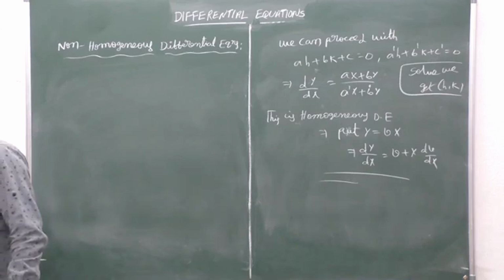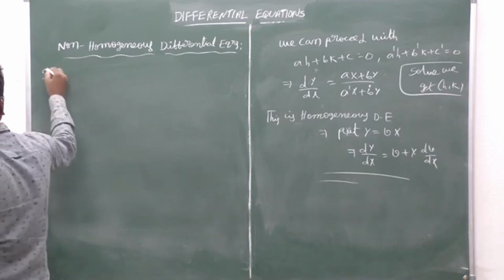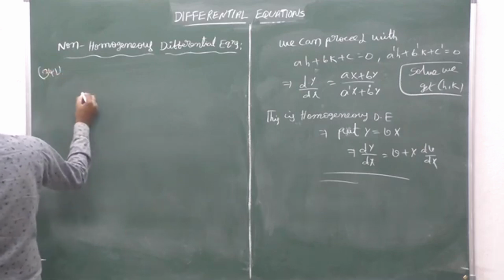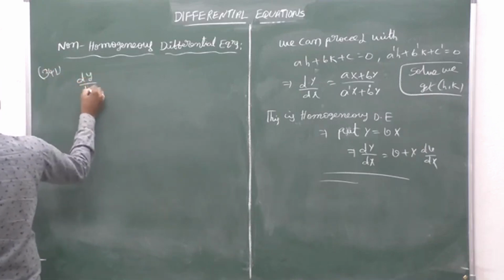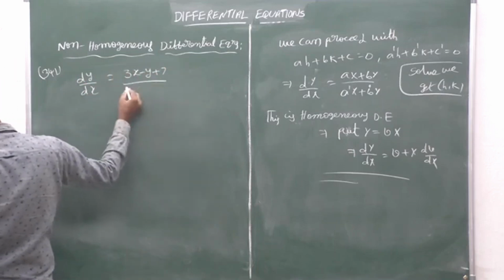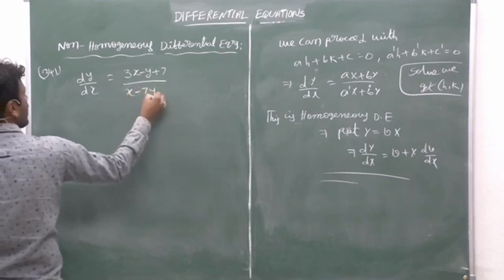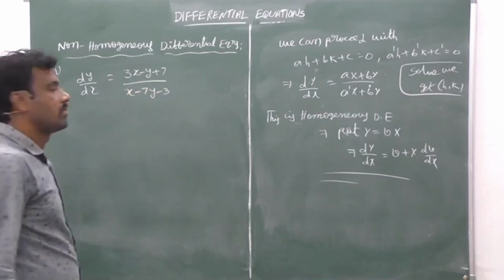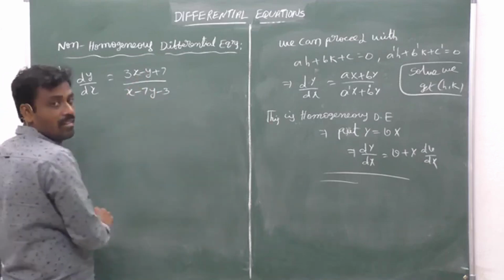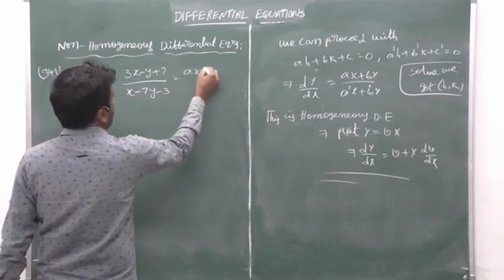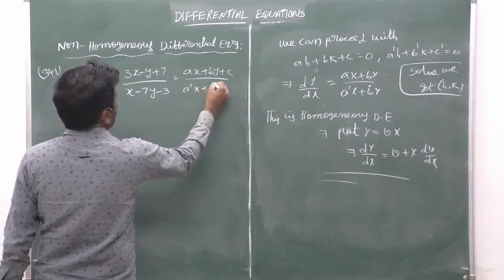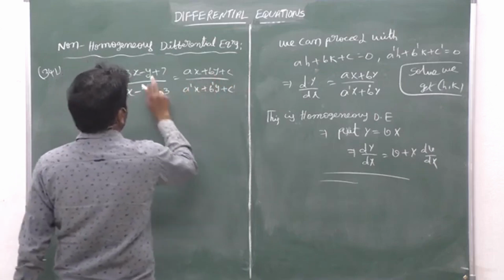Page number 341. Example 1, dy by dx equal to 3x minus y plus 7 by x minus 7y minus 3. That is b equal to minus a dash, ax plus by plus c by a dash x plus b dash y plus c dash, b equal to minus a dash.